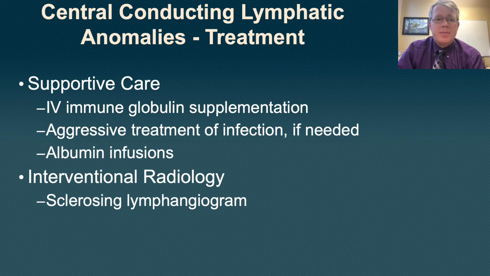So from a pulmonary perspective, when I'm looking at patients with central conducting lymphatic anomalies, it's mostly supportive care that I can provide. If you have low IgG levels, you should receive IV immune globulin replacement up to normal levels. Because you're at risk for infection, you must aggressively treat these infections if needed. Albumin infusions can maintain osmotic pressure and reduce pulmonary edema. And obviously the treatment is done more by our interventional radiology colleagues through sclerosing lymphangiograms, which I'm sure is going to be talked about a lot in other sessions.